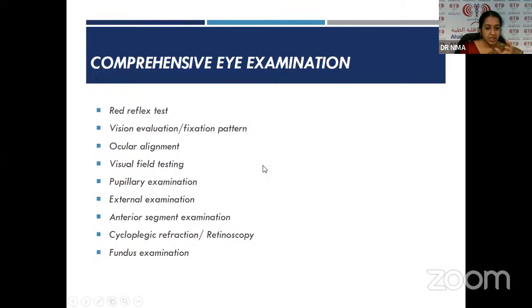And if any vision problem is identified, then we will advise the refraction testing by putting the drops. The child will have to sit for 1.5 to 2 hours. After that, the eye muscles will be relaxed, and we will get the full power of the eye. And then we will take a reading.